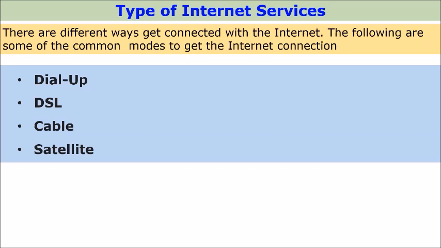Right, write down these 4 here. Put the subtopic, type of internet services. Under that, write down the lines, 2 lines here. Then write down the available services. There are more services available, but most commonly you are using one of these services.